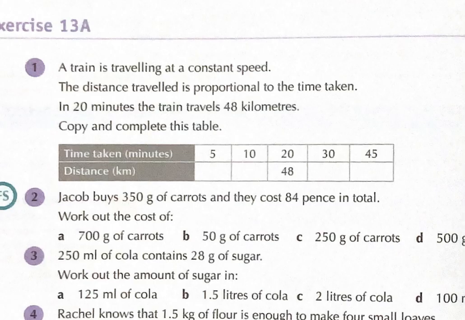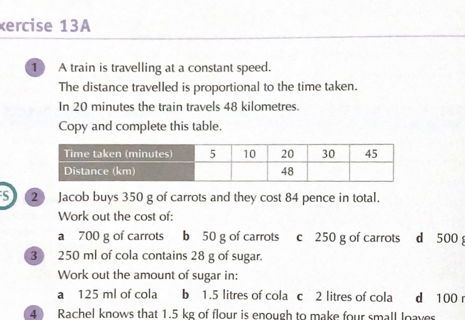A train is traveling at a constant speed. The distance traveled is proportional to the time taken. In 20 minutes, the train travels 48 kilometers. Copy and complete this table. So in 20 minutes, it covered 48 kilometers. Can we find the distance covered in 10 minutes?